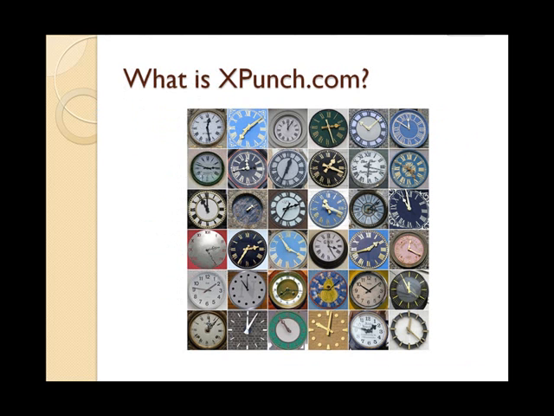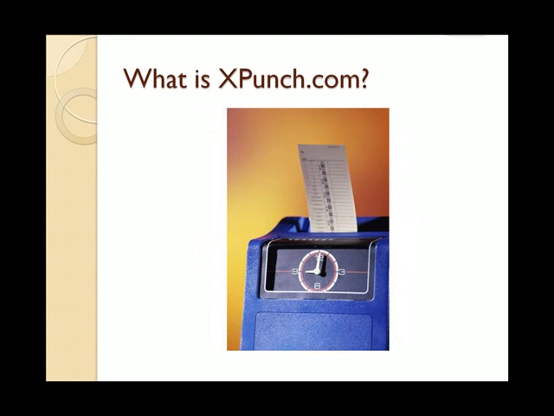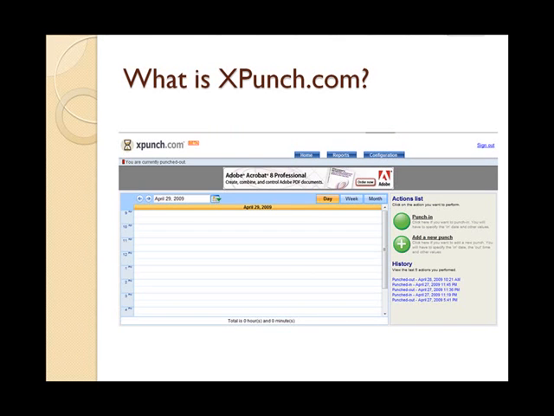First of all, what is XPunch.com? It's an online time management solution that lets people track time, whether it's their own time, that of their employees, their clients, their projects, what have you. It's what we call a forever free product, meaning that the full line of service features are available to you at no cost whatsoever.